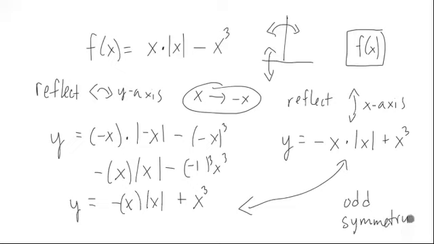All right, let's look at one more quickly. What if we have f of x equal to x divided by x plus x times the absolute value of x? Is this even, odd, or neither?